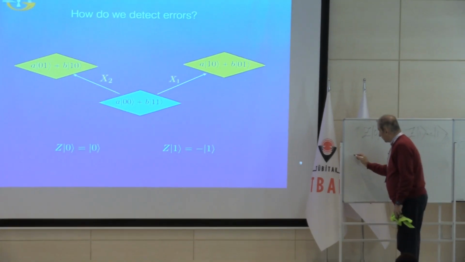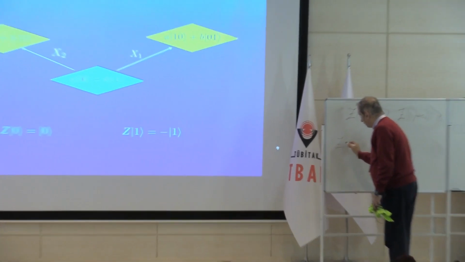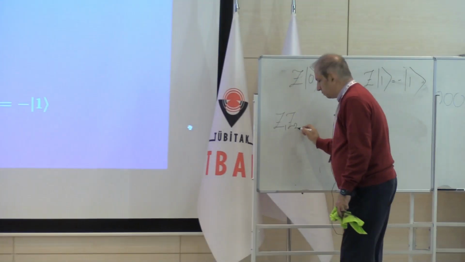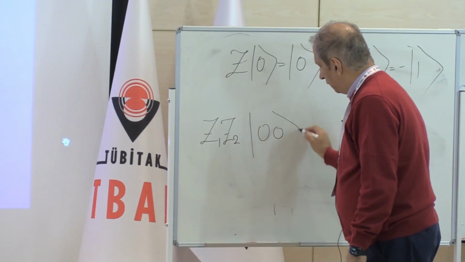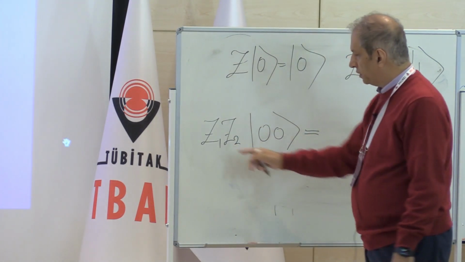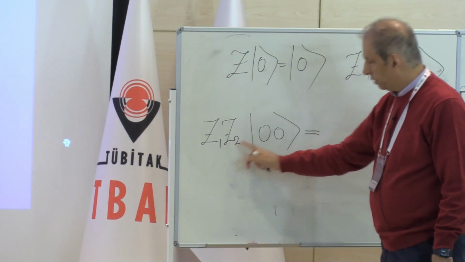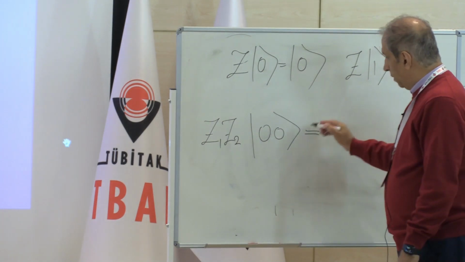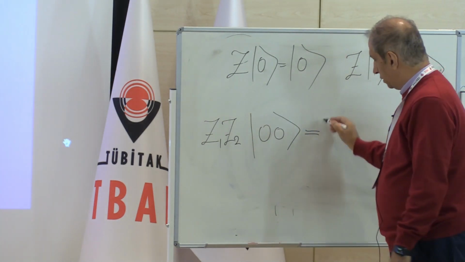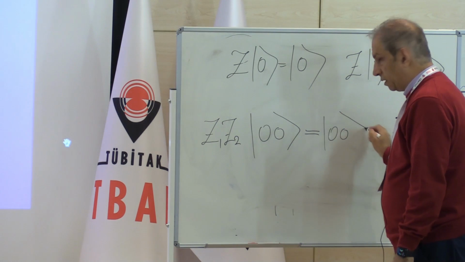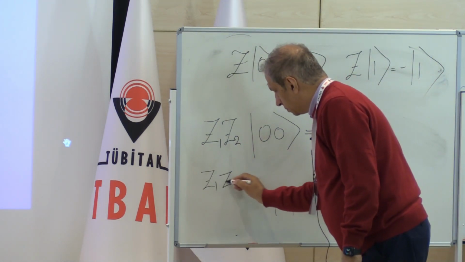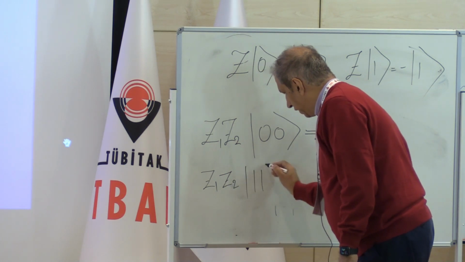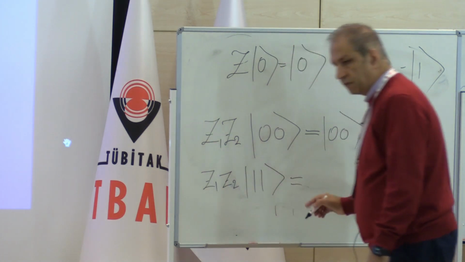The point is that if I act by Z1, Z2, this is my observable, over 0, 0. Z1 acts on the first one, Z2 acts on the second one. Because you have two plus signs, you obtain 0, 0. Now Z1, Z2 over 1, 1. What do you obtain? Plus sign or minus sign?